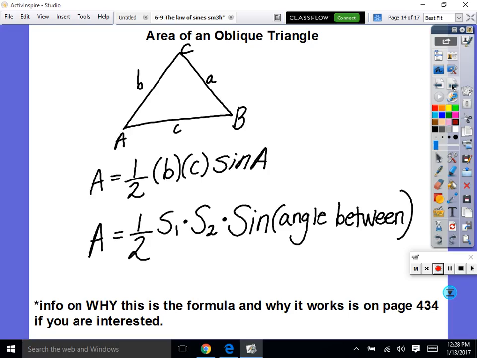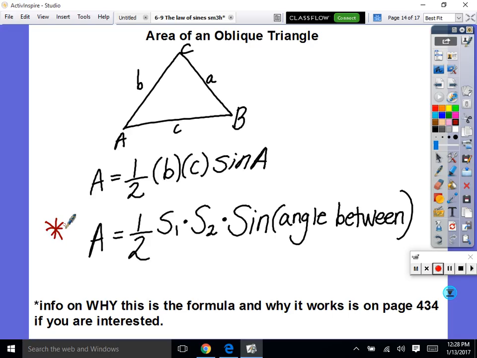Now, if you're interested in how they got that, they use 1/2 times base times height. They drop down a height, and they go through and show you how to do it. If you're really interested in why this formula works, that's great. Go to page 434, and you can look through that. But we just don't have time in class to talk about why that works.